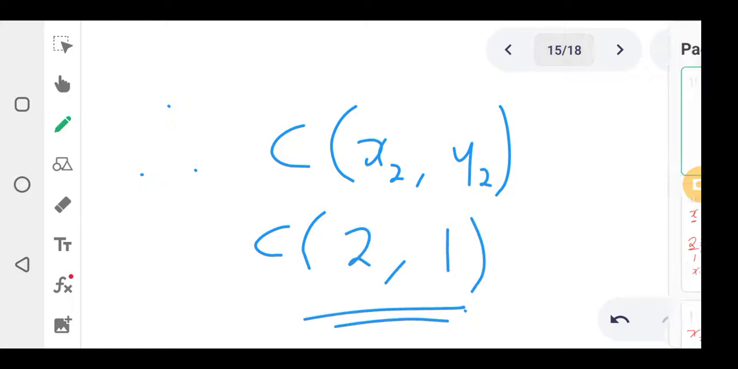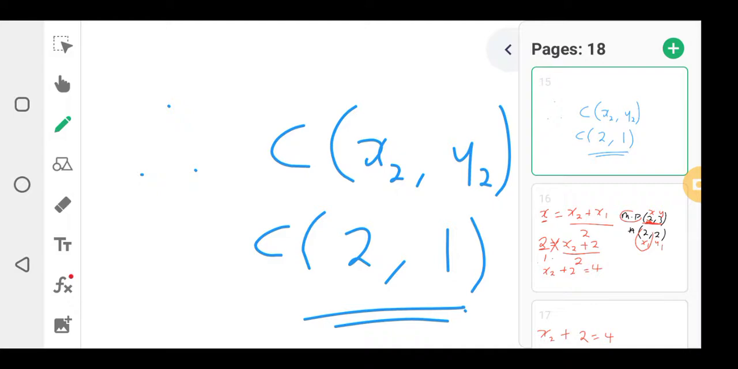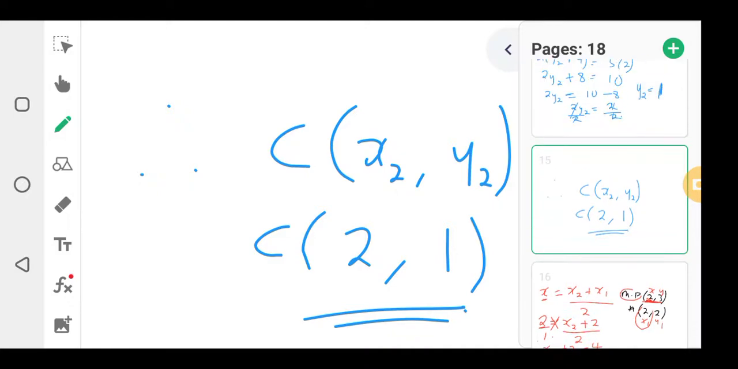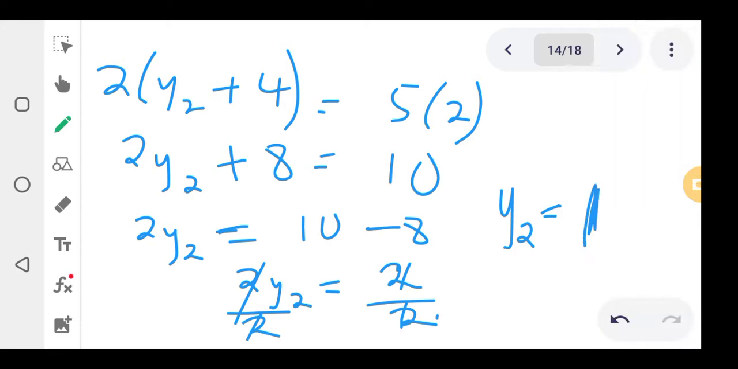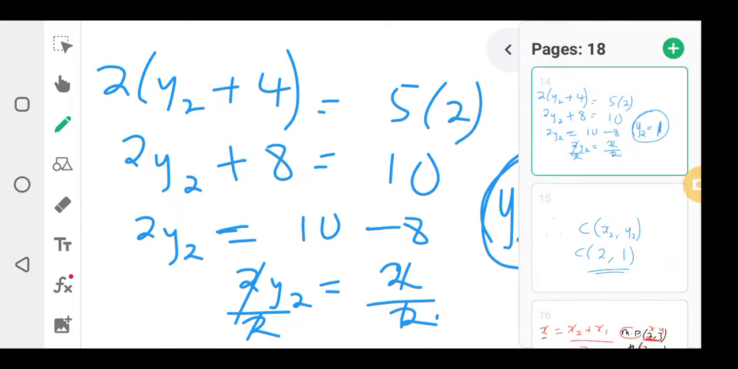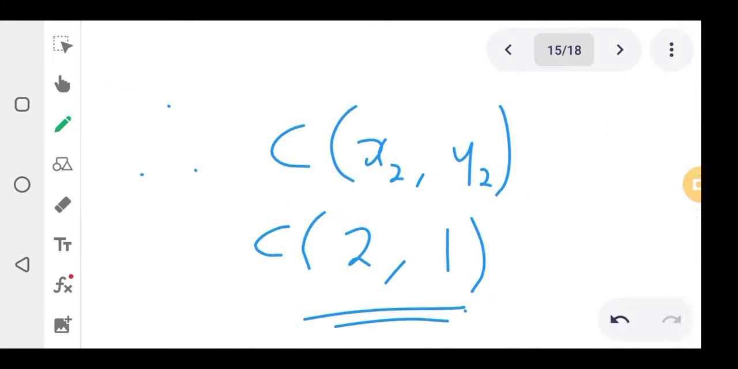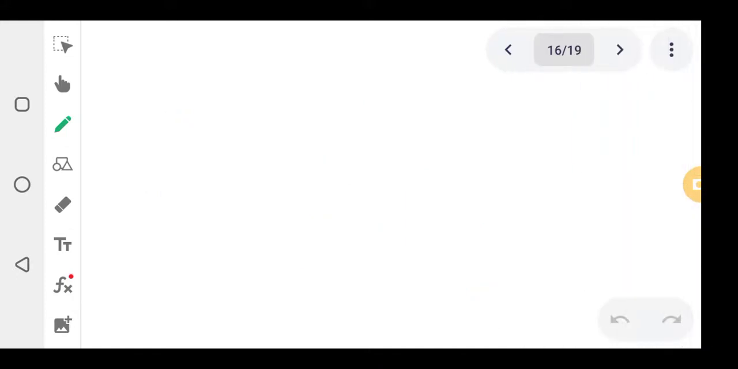Those are the ones that we got. You see? You can see y2 is 1, and then x2 is 2. So those are the coordinates that we got. This x2 is 2, y2 is 1. Okay, now you can solve the exercise.